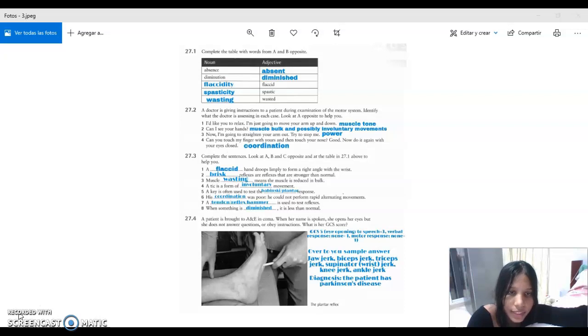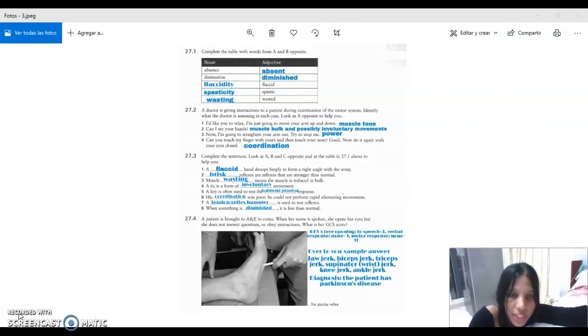5. A key is often used to test the Babinski plantar response. 6. His coordination was poor. He could not perform rapid alternating movements. 7. A tendon reflex hammer is used to test reflexes. 8. When something is diminished, it is less than normal.